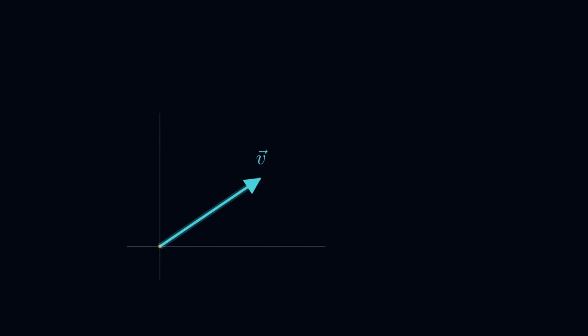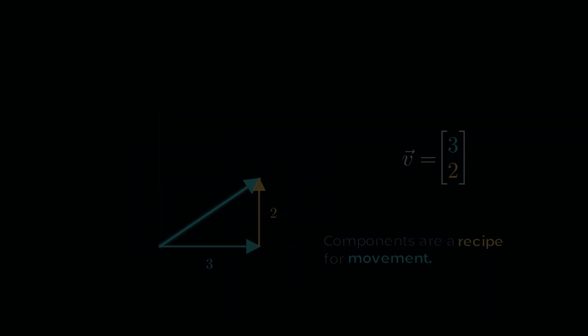When we finally draw a grid, the arrow can be translated into numbers. This movement goes 3 steps across and 2 steps up. So the vector becomes 3 over 2. But the numbers are not the vector itself. They are a recipe for the movement.